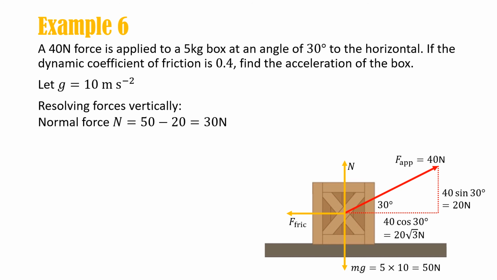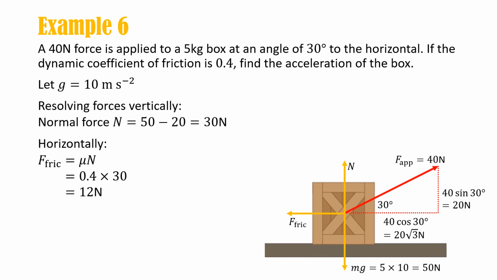And now all of our vertical ones are done, and we can move on to horizontal. Well, we've only got 2 horizontal. We've got the horizontal component of the force being applied, and we've got the frictional force. Well, friction, remember, is just going to be mu times our normal force. Well, we worked out our normal force just a second ago, which is why we did vertically first. And our mu is going to be 0.4. So we're just going to do 0.4 times 30, and that gives us 12 newtons. So that's our frictional force.